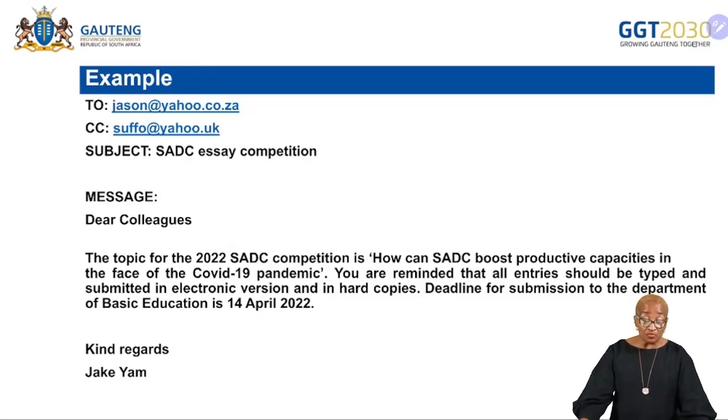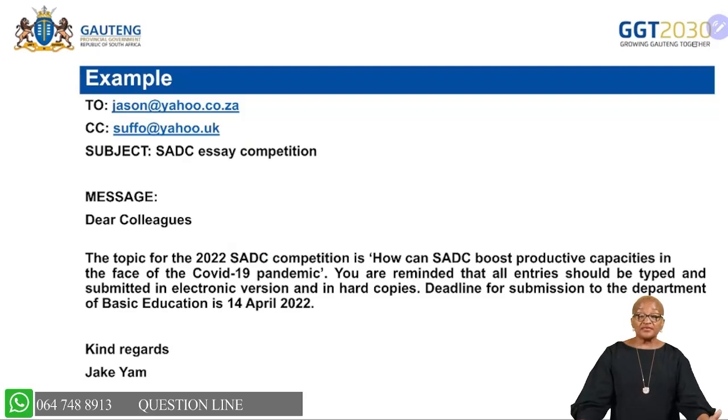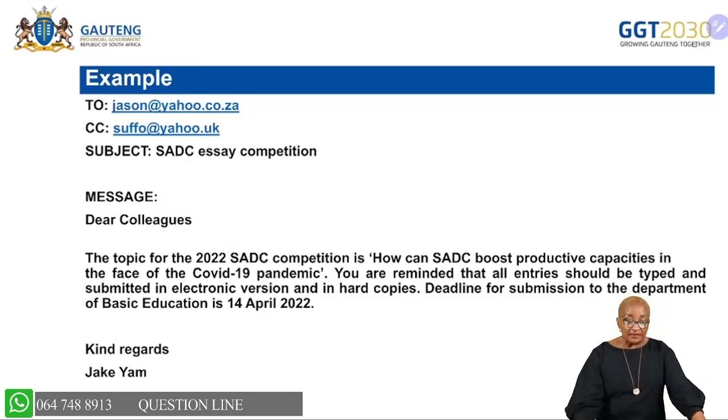And the email is from Jake Yam. Kind regards, Jake Yam. That's a standard email. SAFO has been copied. We do have the recipient's address. We do have the subject. We do have the message. We do have the ending. However, we don't have attachments. So have a look at that. It's a standard email that has been sent to Jason.